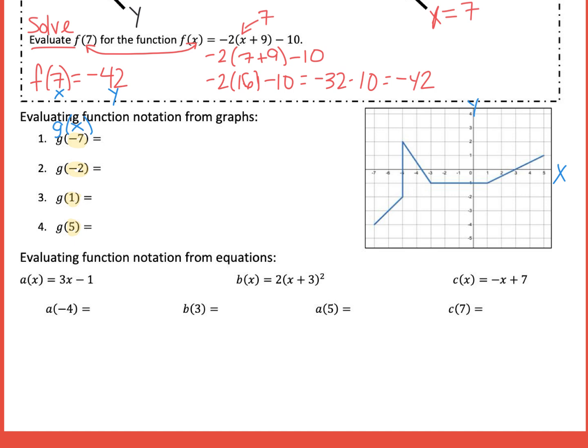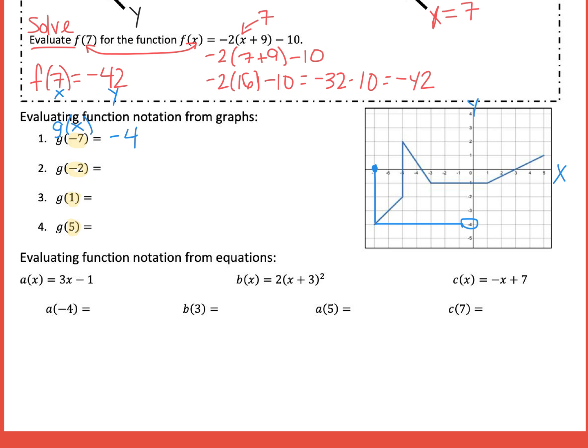Oh, I'm sorry, negative 7. So here's where x is negative 7. I'm going to draw a line and touch my graph and go over and find my y. So when x is negative 7 on this graph, y is negative 4. When it's a graph, it's actually much, much easier.